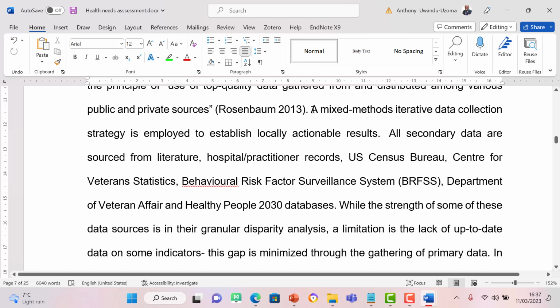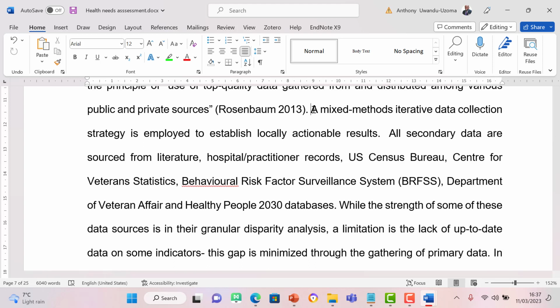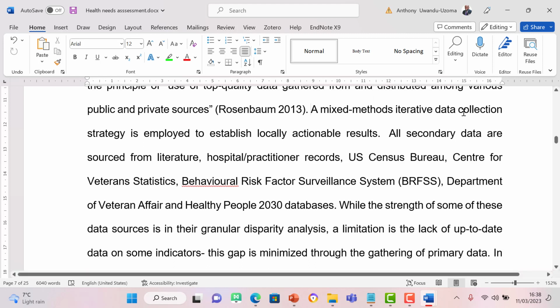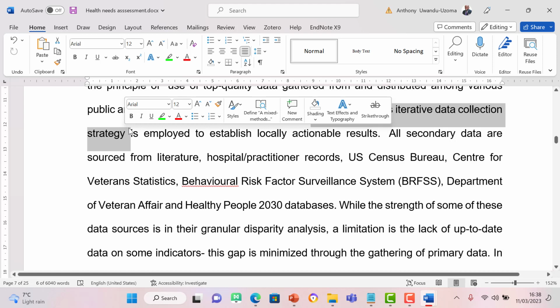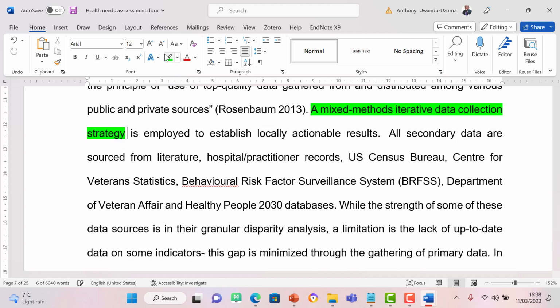Now you have to choose which type of data. Are you going to use qualitative data only, or quantitative data only, or are you going to use a mixed method? That means both quantitative and qualitative. So in this section, the author chose to use a mixed method of data collection, that means both quantitative and qualitative approaches.